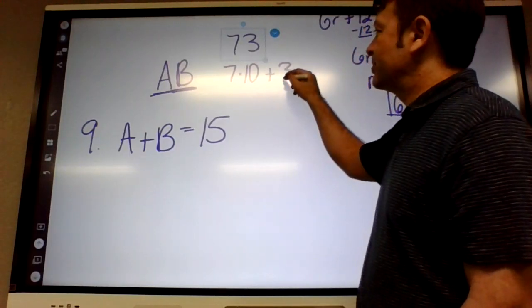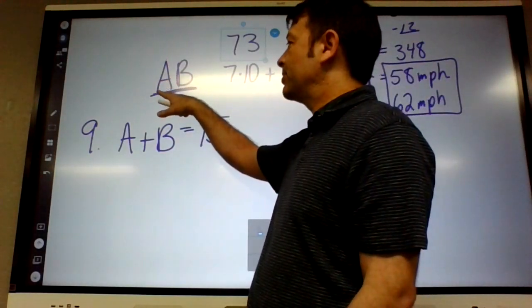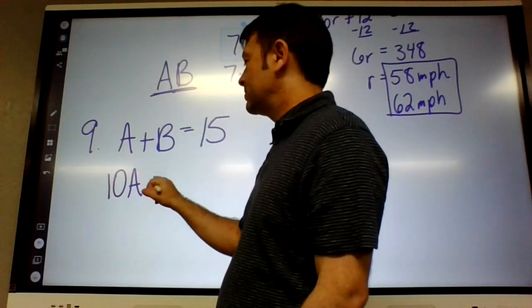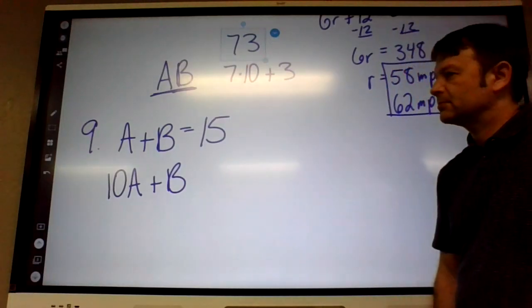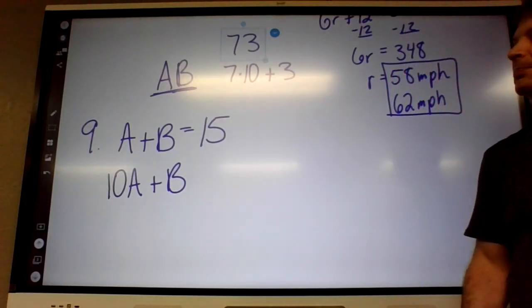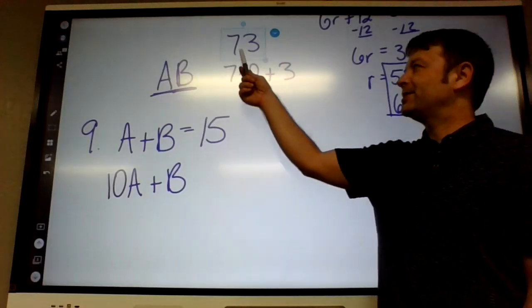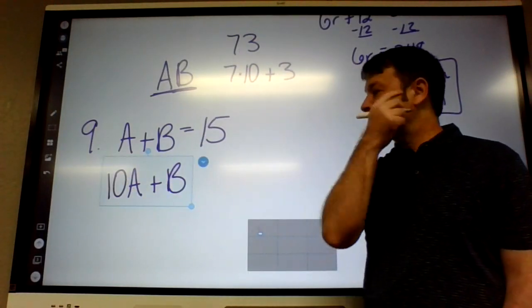So this number is worth 7 times 10 plus 3. So this number is worth A times 10 plus B. 10 times A plus B. Because A's in the 10th place, it's not just worth A, just like 7's not just worth 7. It's worth whatever 10 times A is.